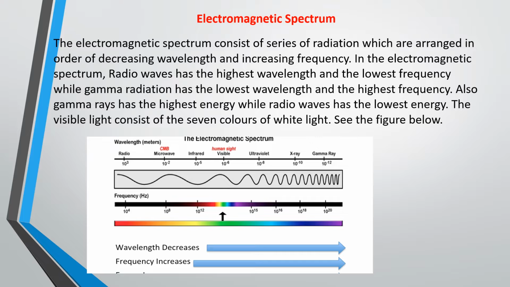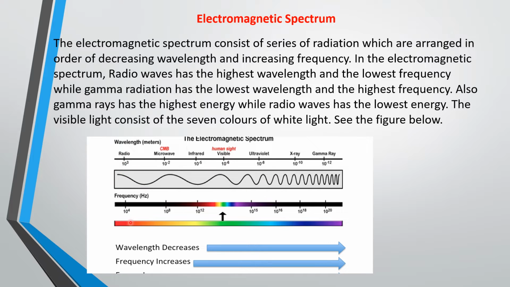Okay, so this is your electromagnetic spectrum. The electromagnetic spectrum consists of different radiation which are arranged in order of decreasing wavelength and increasing frequency. In the electromagnetic spectrum, radio wave has the highest wavelength and the lowest frequency. Gamma ray has the least wavelength and the highest frequency. Also, gamma ray has the highest energy, while radio will have the least energy.